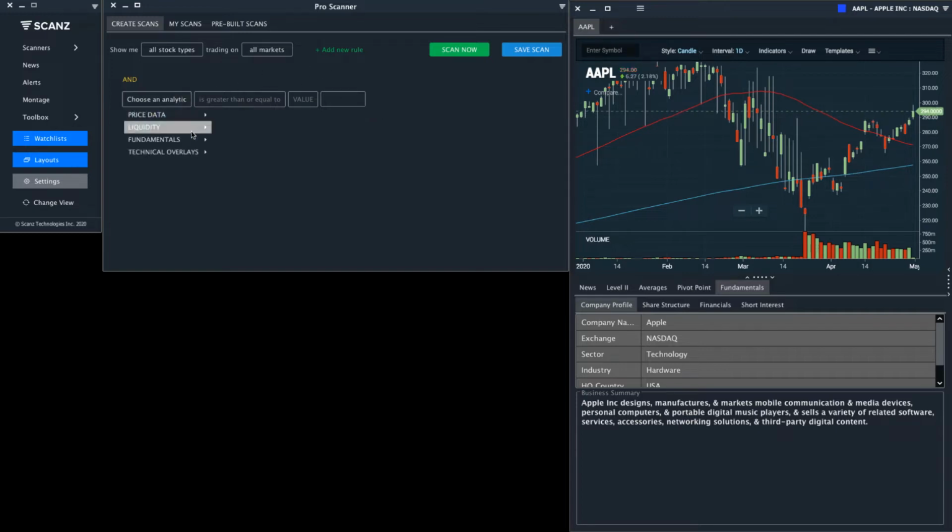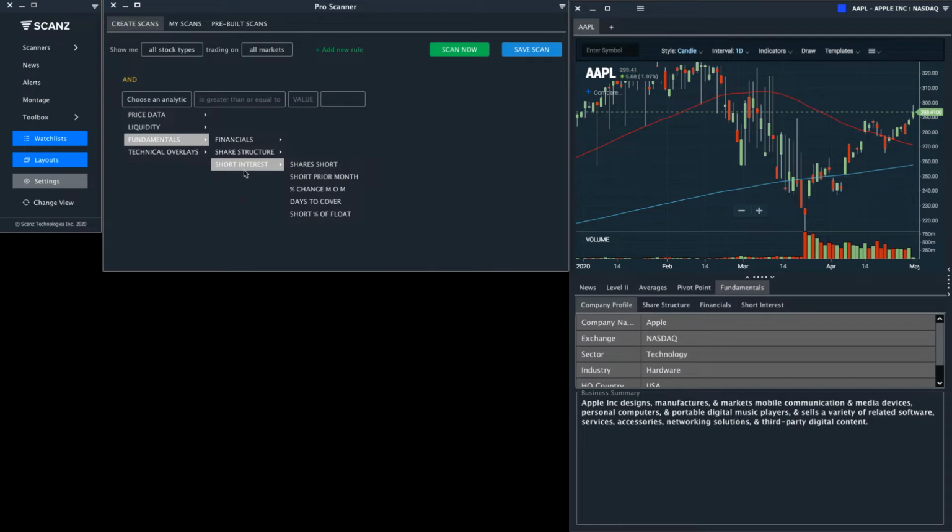We'll start by adding a fundamental analytic, and we can choose between financials, which include revenue, profit, EBITDA, cash, debt, share structure, which includes market cap, the number of outstanding shares, the float, the percentage of insider ownership, the percentage of institutional ownership, and we can choose short interest metrics such as the shares short, the number of shares short the prior month, the percent change in short shares month over month, days to cover, and the short percent of float.